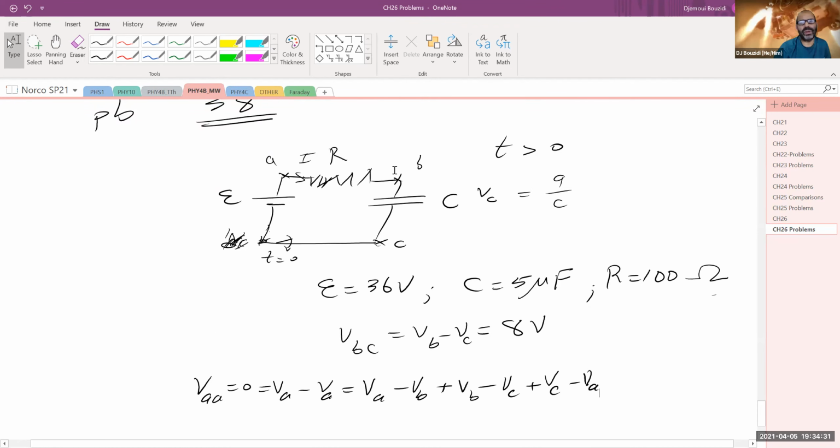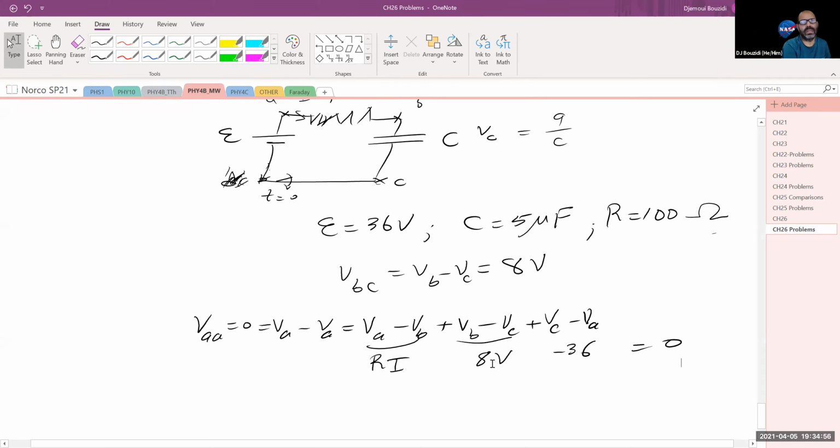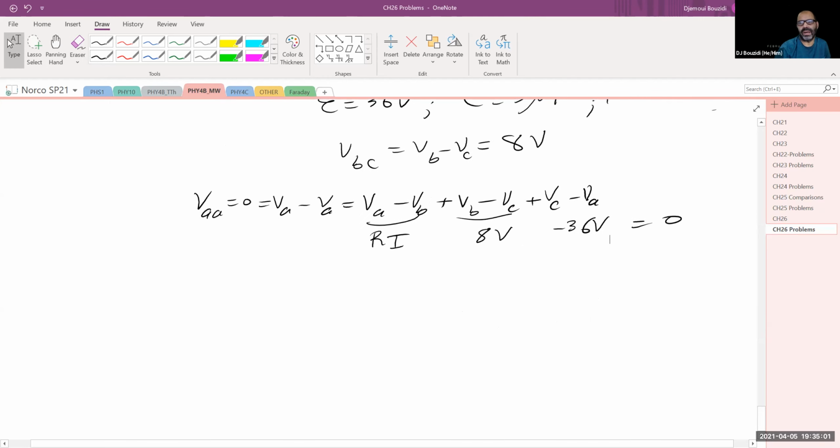From A to B, I'm going with the direction of the current, so that is actually RI, the voltage drop. From VB to VC, that is 8 volts, they gave us that, okay? From VC to VA, I'm going from the negative to the positive, so I'm rising in potential, therefore I'm dropping by negative 36. This must be zero because my starting point is my ending point. 36 minus 8 is going to be 28 volts. So RI is going to be 28 volts.